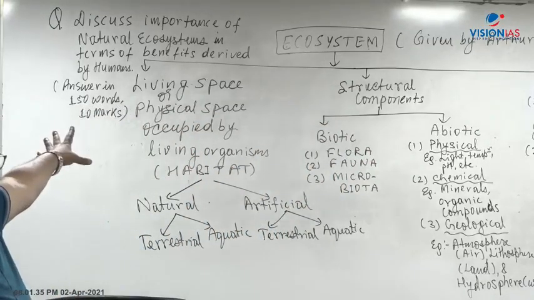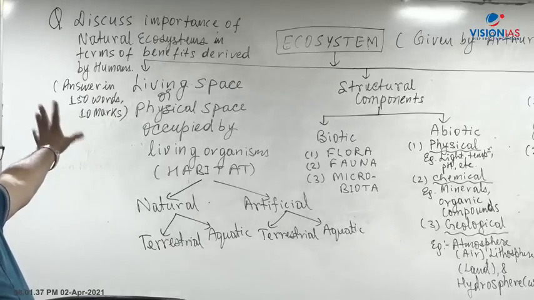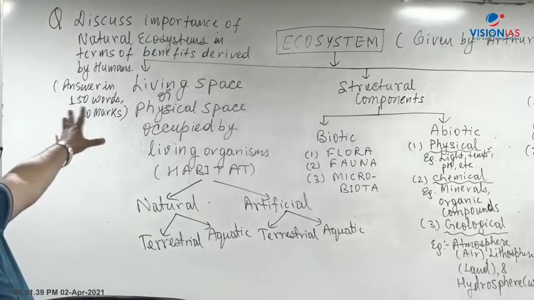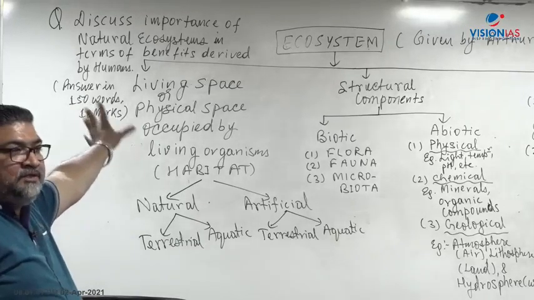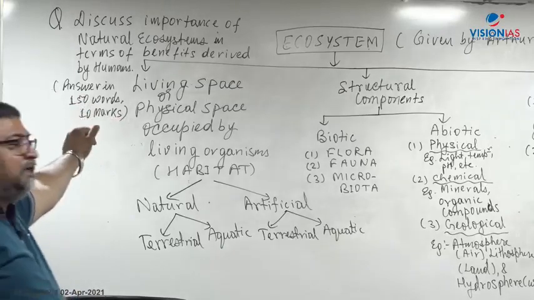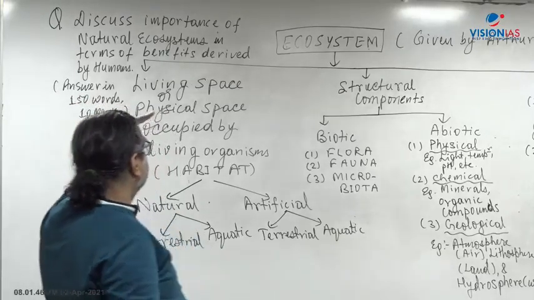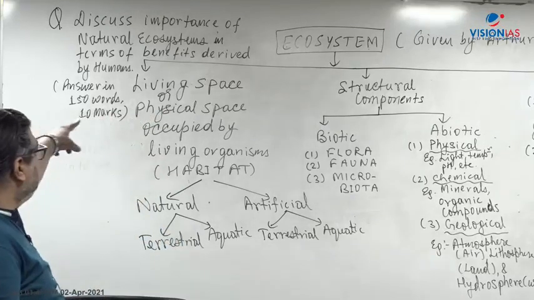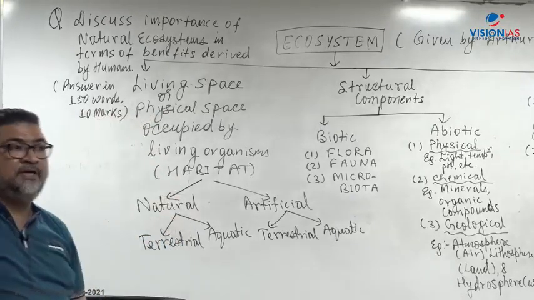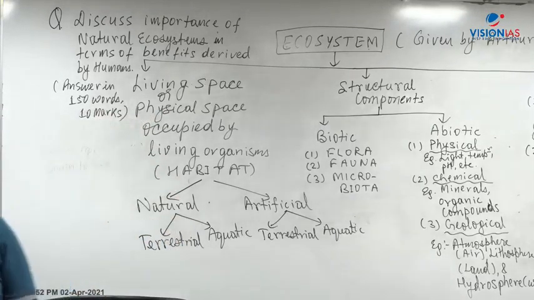But again you try it out. You read about it, you try to answer that. It is given in the handout also. In the last part of the handout, there is ecosystem services. You can follow that and write the answer in 150 words: importance of natural ecosystems in terms of benefits derived by humans. It is a 10 marks question.